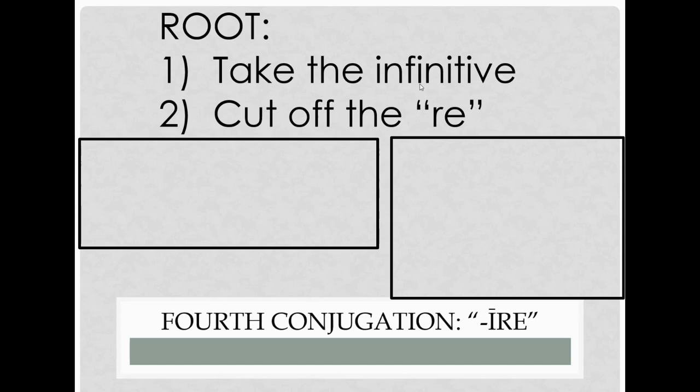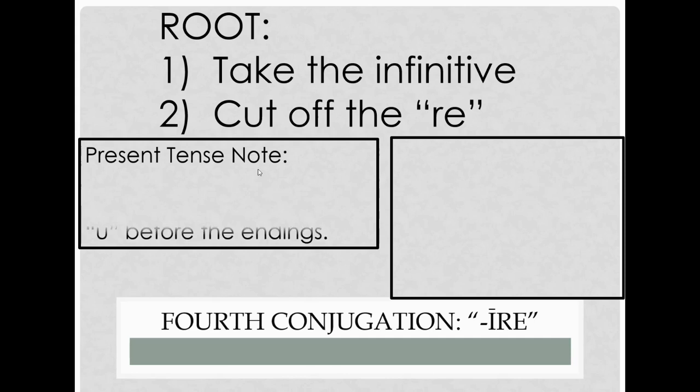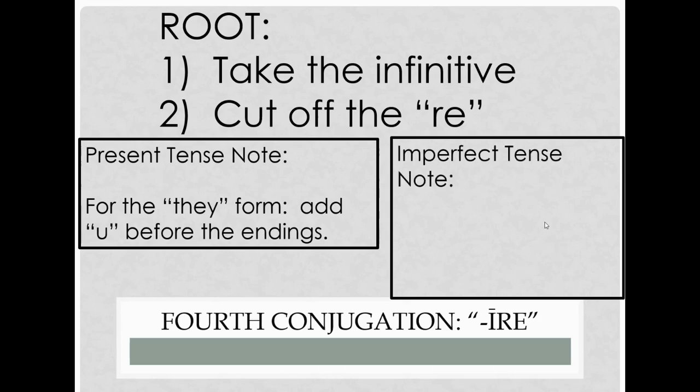And the root for the fourth conjugation is actually the same as the second and the first. You take the infinitive, you cut off the RE, okay? What you'll notice, though, is there are two boxes, just like there were for the third conjugation. In the box to the left, it's shorter than the previous one, so that's nice. You're going to write present tense note. And then you're going to write this, much less to write, which is really nice. On the box on the right, you're going to write the phrase imperfect tense note, and then you're going to leave it blank because we're not going to learn that right now.